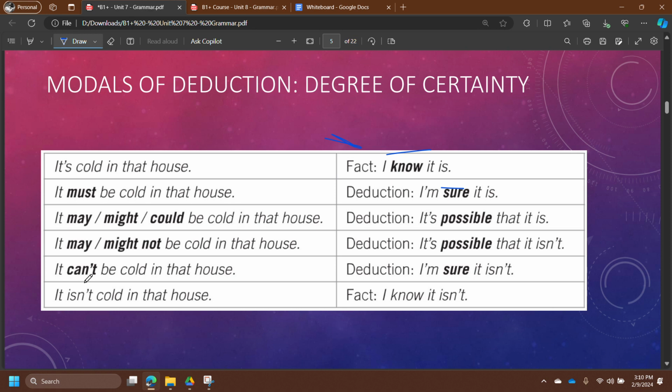And if you say can't, again, you're very sure, but for something negative. It can't be cold in that house. You're sure that it's not. Okay? So again, a complete fact: it isn't cold in that house. I know that it's not cold.